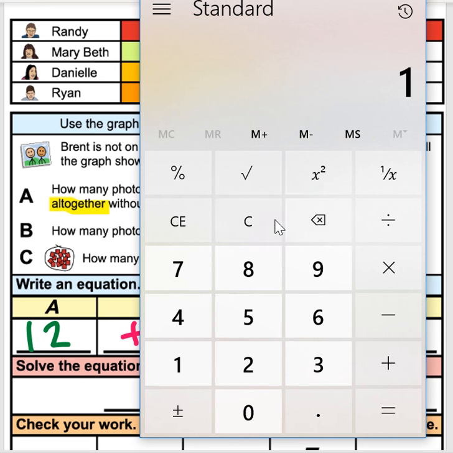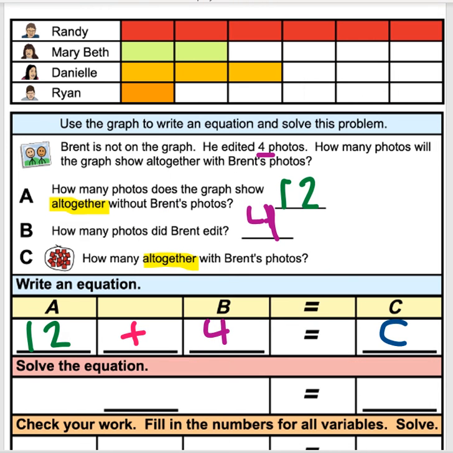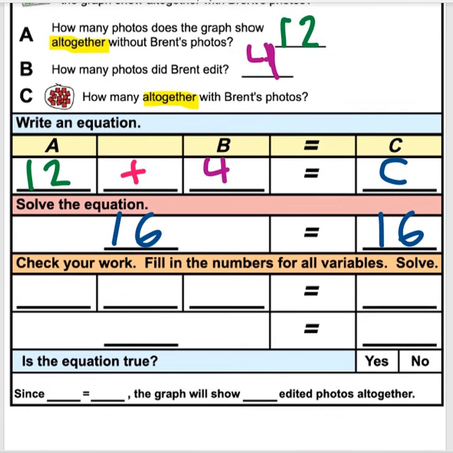So let's pull up our calculator. 12 plus 4 equals 16. So we're saying that 16 equals 16. That there's 16 photos altogether, including Brent's. So let's check our work.